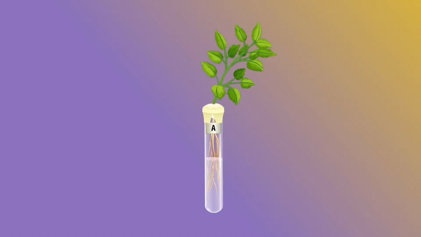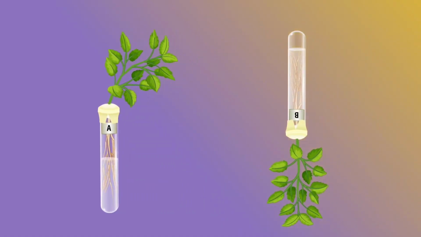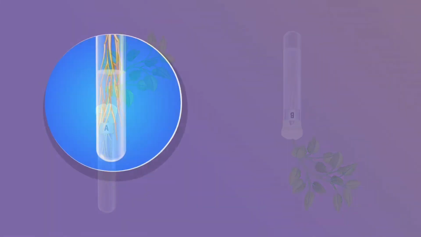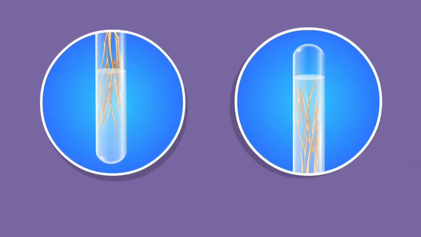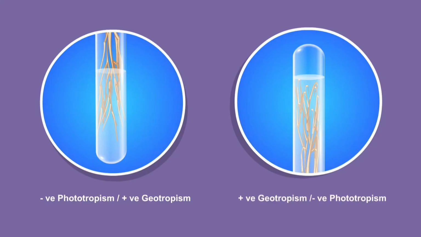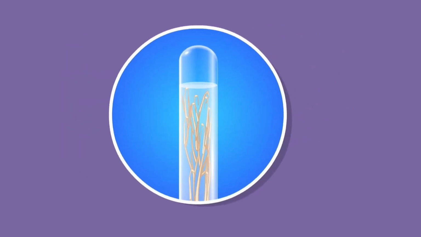The roots in both the test tubes grow towards the gravitational force and grow away from sunlight, thus exhibiting negative phototropism and positive geotropism, while roots in test tube B curve and grow towards the gravitational force.